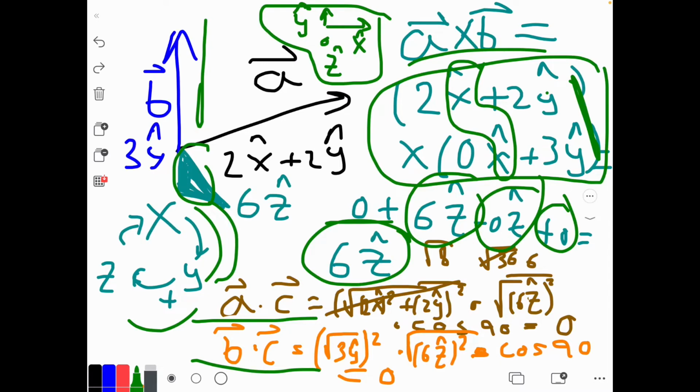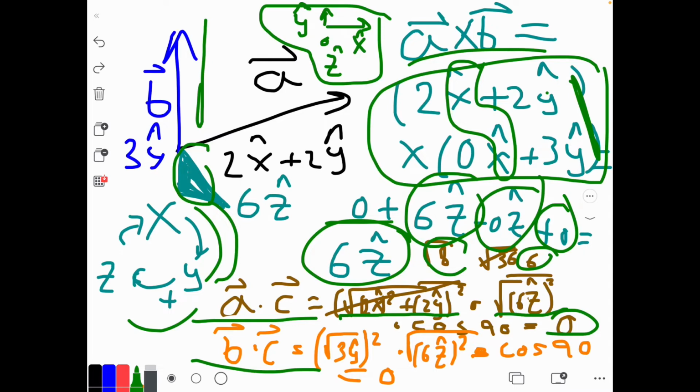Why? The dot product with vector c is going to give us whatever magnitude we have for a, which is square root of 8, times the magnitude that we're going to have for c, which is 6 times square root of 8. But then we have cosine of 90, because c is going out of or into the board. And if you have vector a, no matter how you look at it, because we're going straight at a 90 degree angle, you're going to have cosine of 90, which is 0. Same thing is going to happen when you do vector b and vector c.